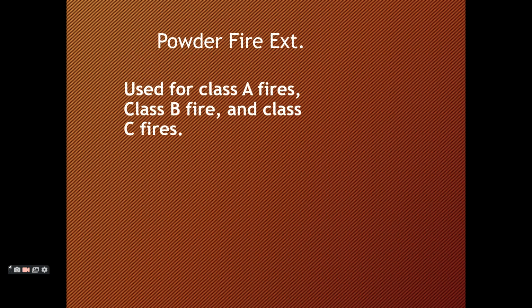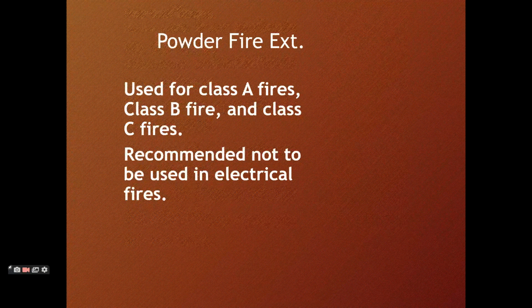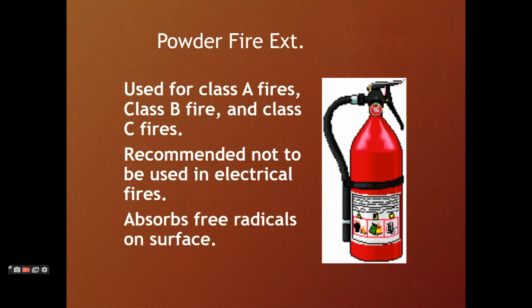After that we have the powder fire extinguishers. We can use powder fire extinguishers on class A, class B and class C fires. It is recommended not to be used on electrical fires, as it absorbs free radicals on the surface. So you can use these powder fire extinguishers on A, B and C, but you should not use them on class D fires, because there is a problem: it can absorb free radicals on the surface. That is the problem with electricity.